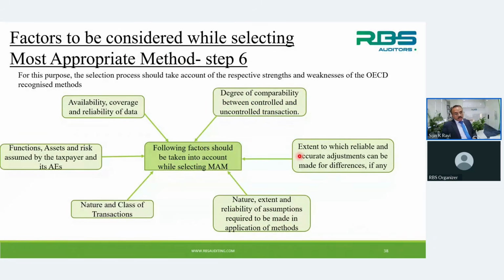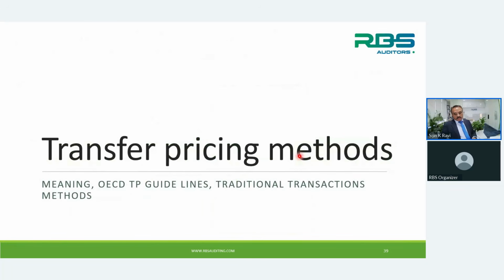Then after that, the most appropriate method, we have discussed in step number 6. You have to see the availability, coverage, function analysis, and nature and class of transaction, all these things. Based on that, you have to select the most appropriate method. In step 6, we will see the transfer pricing methods. So the previous steps relate to the 9 steps. We have just discussed some of the steps in detail. After that, transfer pricing methods will be followed.